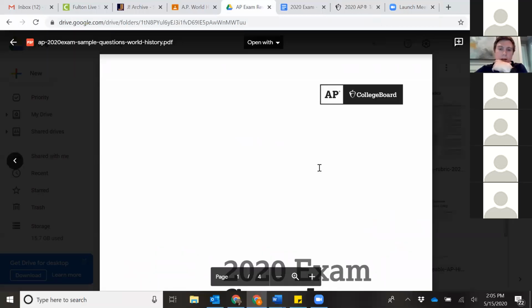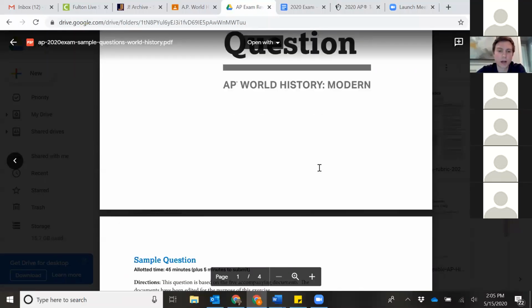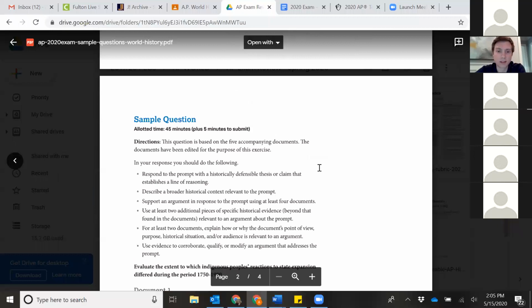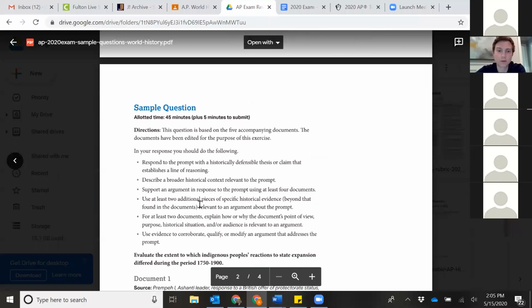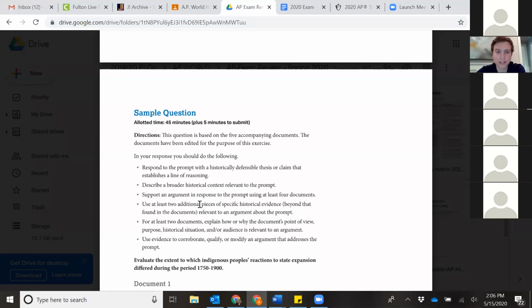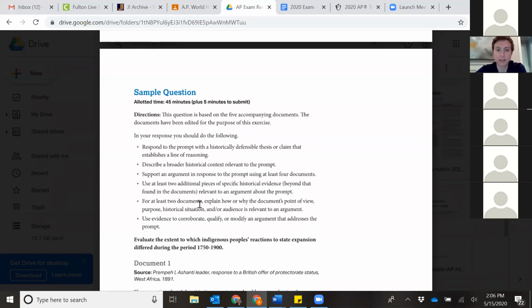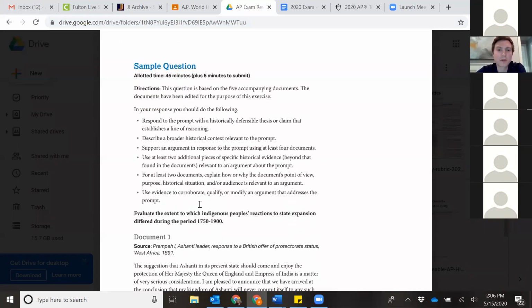Okay, here it is. Here's the sample question. So this is what it's going to look like, guys, exactly. It's going to have this little reminder of the rubric up top, just in case you need it. But of course, it's open note, so you could have that next to you if you wanted to. It is only 45 minutes and then 5 minutes to submit it.